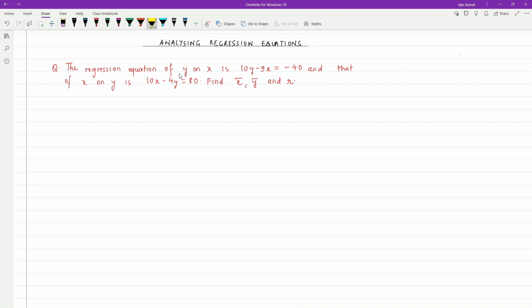It says that the regression equation of y on x is 10y minus 9x equal to negative 40 and that of x on y is 10x minus 4y equal to 80. We are expected to calculate the values of x bar, y bar and r, which is the coefficient of correlation. Let us get started. Firstly, let me write down the first equation, which is the regression equation of y on x.